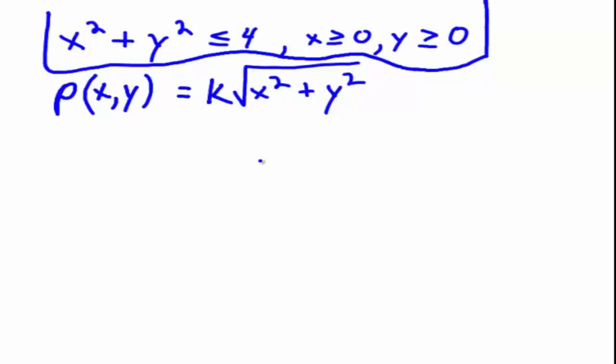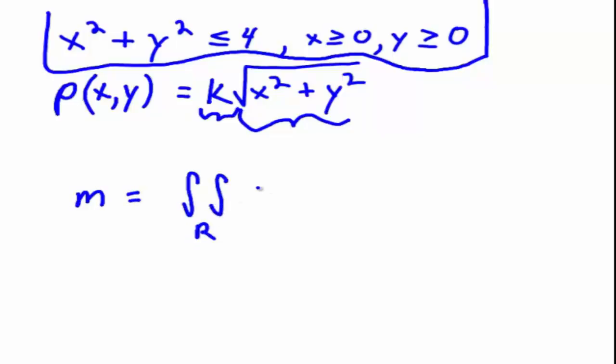Well, the distance from the origin is the square root of x squared plus y squared. That's just the Pythagorean theorem. Then you multiply by a constant k for proportionality. Okay. Our mass integral, which you actually found in the previous problem, looks like this. You just integrate the density function over the region.